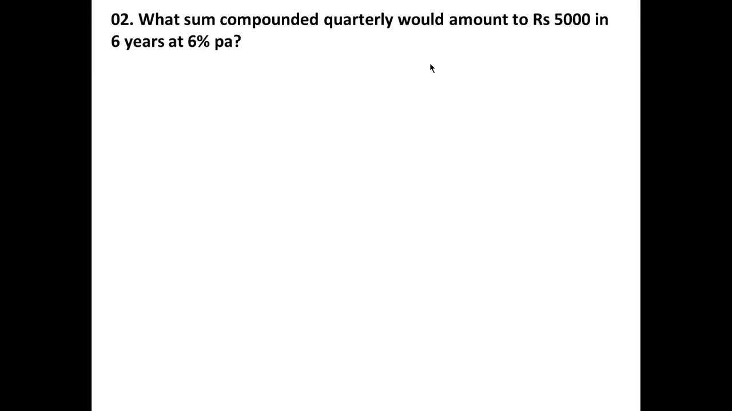So if you calculate interest every 3 months, then there are 4 quarters in a year. If you calculate interest quarterly for 6 years, in a year there are 4 quarters, and they asked to calculate interest for 6 years. So for 6 years, how many quarters are there? That is the value of n.